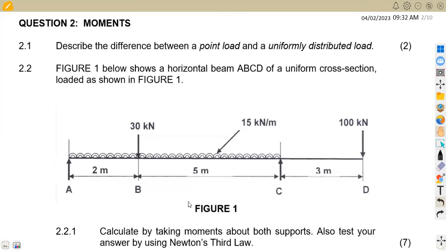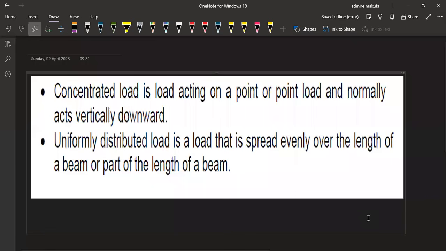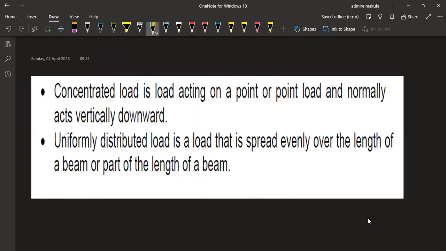Let's check what we have in this case. A concentrated load is a load acting on a point, or point load, and normally acts vertically downwards. This is different from the uniformly distributed load, which is a load that is spread evenly over the length of a beam or a part of the length of a beam. So that's the difference between these two.